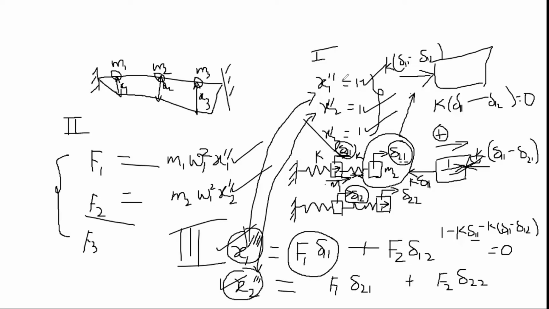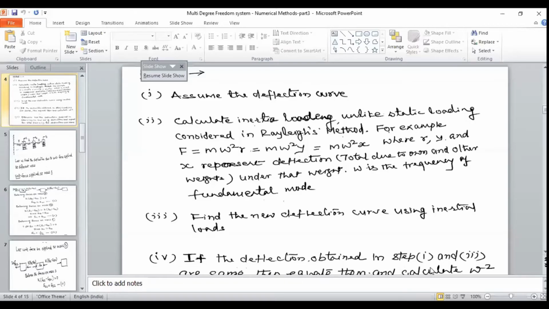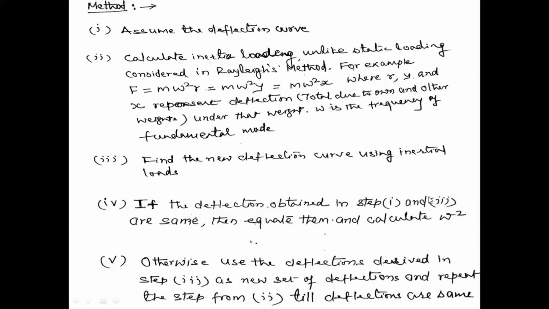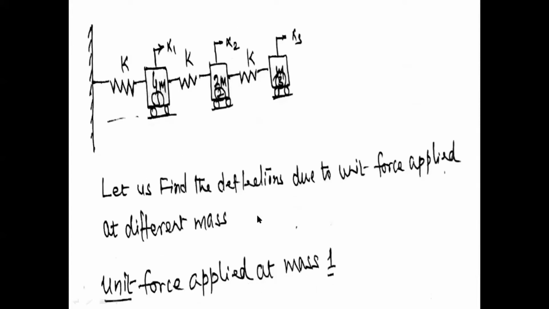So this iteration keeps on going until there is a match between the calculated values and the assumed values of deflection. Once we get the matching, then by equating them, we can calculate the fundamental frequency of the n-degree vibration system. Okay, so going back to the slide, I've explained the method of Stodola's method. This is how we have to go along with this.